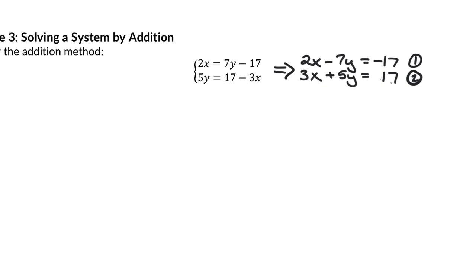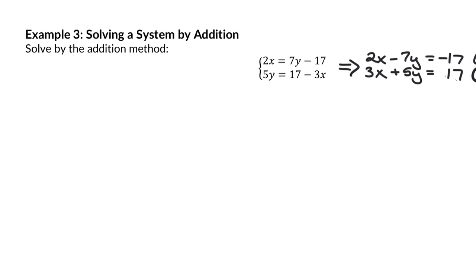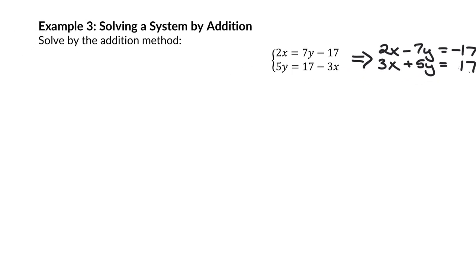Absolutely. If we multiply the first equation by 5 and the second equation by 7, we would get the y's to be the same but opposite. So let's go ahead and do that. This feels a little messy, and that's okay. We're going to multiply 5 times equation 1 and 7 times equation 2 as our first step. This becomes 10x minus 35y equal to 5 times negative 17, which is negative 85.